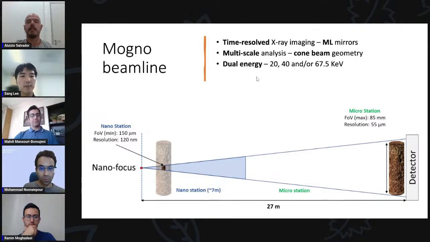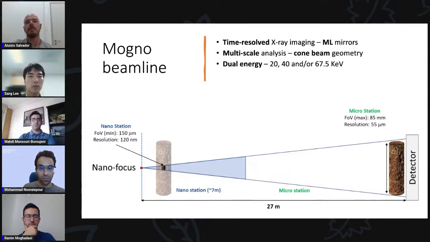And finally, in the Mogno beamline, we can make measurements with different energies at the same time. As Daphne also mentioned, I'm taking many parts of her presentation. The results depend on the absorption coefficient of the material. So if you have materials with different coefficients and interact with different energies, we are going to have different contrasts, and it helps a lot to differentiate phases inside a sample.